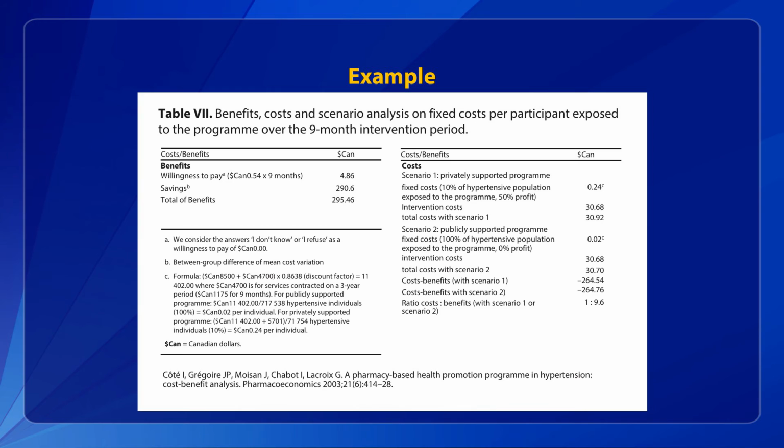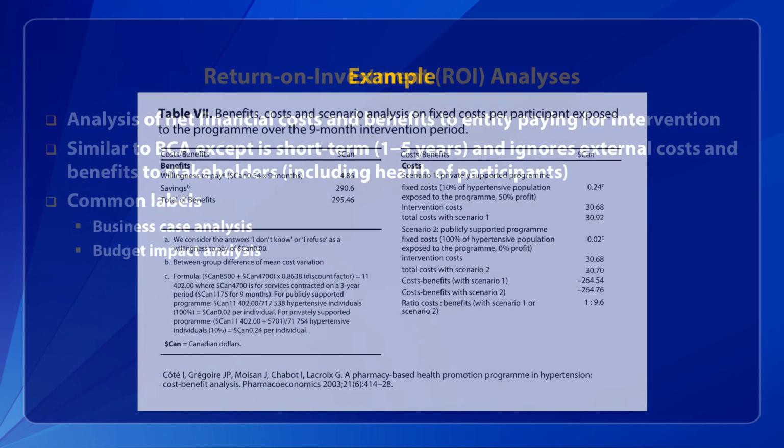Note that the authors used the two summary measures we mentioned before, but instead of net benefits, they assessed net costs, or costs minus benefits. And instead of a benefit-cost ratio, they assessed a cost-benefit ratio of costs divided by benefits. However, the interpretation of the results is the same.